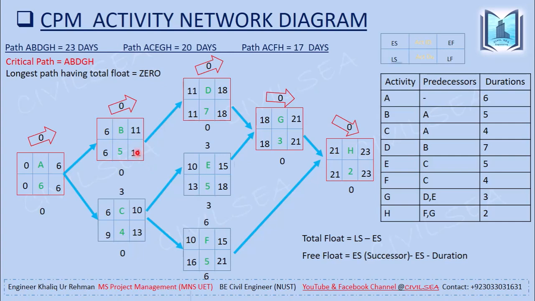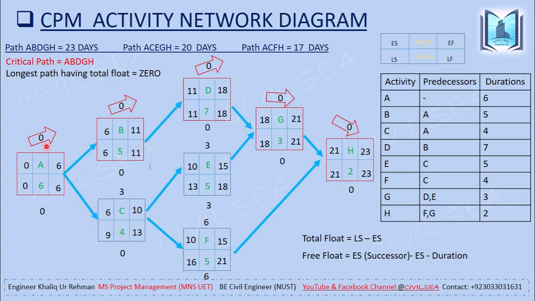This 11 will be forwarded and become the late finish for activity B; minus duration is equal to 6. That will become the late start for activity B. Out of these two, the smaller value is 6, and the 6 is forwarded as the late finish for activity A; minus duration is equal to 0. So I have explained the forward path and the backward path. This is not so complex. This is simple and understandable.